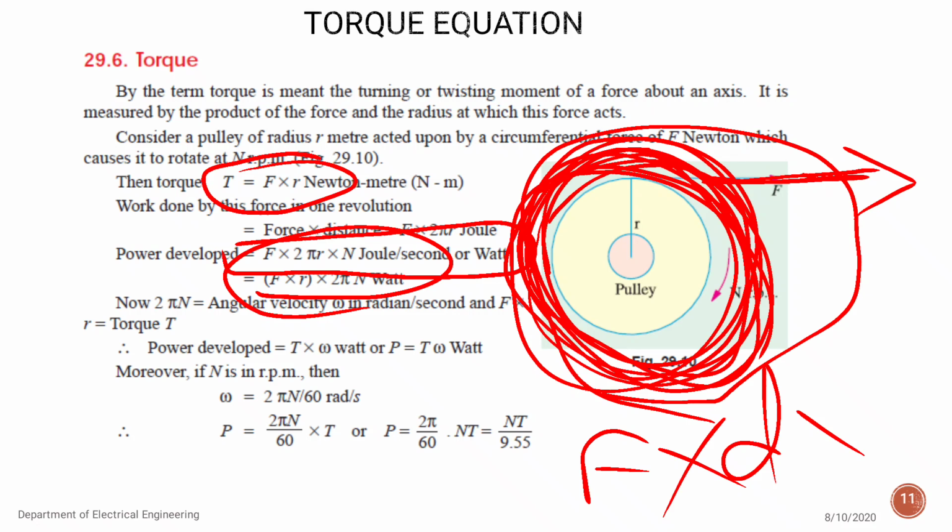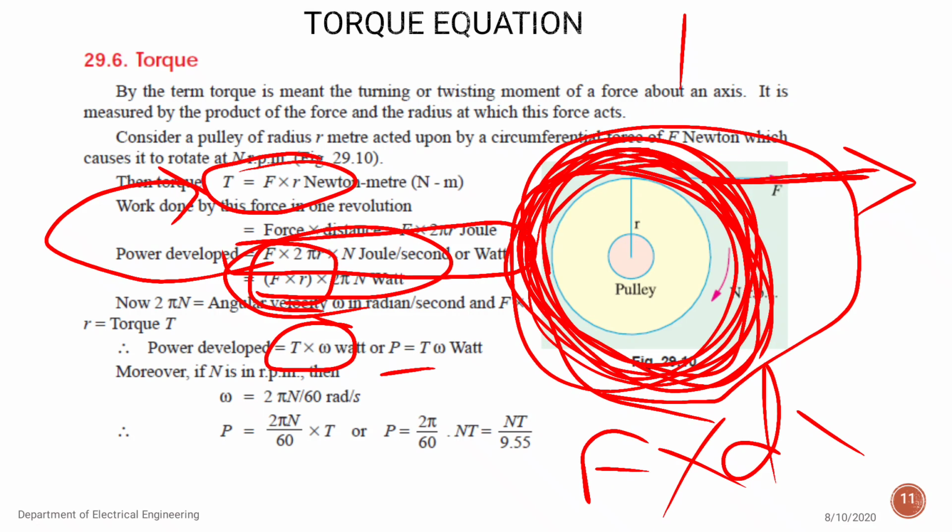Now we know that 2 pi N means what? एवढ्या स्पीडने 360 डिग्री मध्ये फिरणे, that is nothing but angular velocity, which is denoted by omega. So we will replace 2 pi N by omega. And we know that F into r is nothing but torque. So we replace F into r by T and 2 pi N by omega. So we get the power developed is T into omega. So P is equal to T omega.